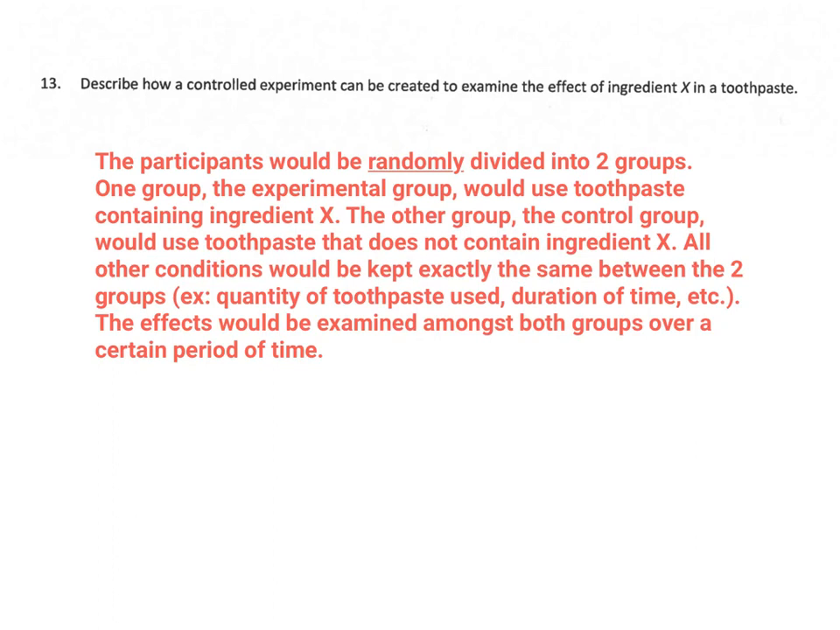Then I wrote all other conditions would be kept exactly the same between the 2 groups. So, for example, the quantity of toothpaste used, the duration of time, plus whatever else, is going to be included in there. The effects would be examined amongst both groups over a certain time period. And that's it, okay? You can keep it very vague like that. As long as you say you randomly divide them into two groups, one group gets ingredient X and the other doesn't, and they study the effects over time, that's a perfect answer.